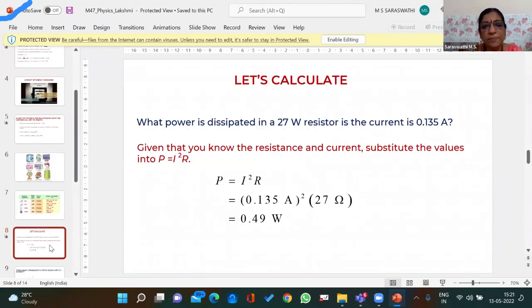What is the power dissipated in a 27 ohm resistor when the current is 0.135 amps? So power is equal to I squared R. So it will become 0.135 amps the whole squared into 27. It is not watt, it is ohms actually, 27 ohms. So this will give you the power as 0.49 watts.